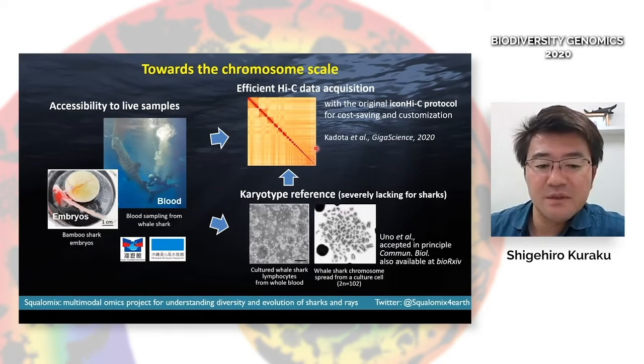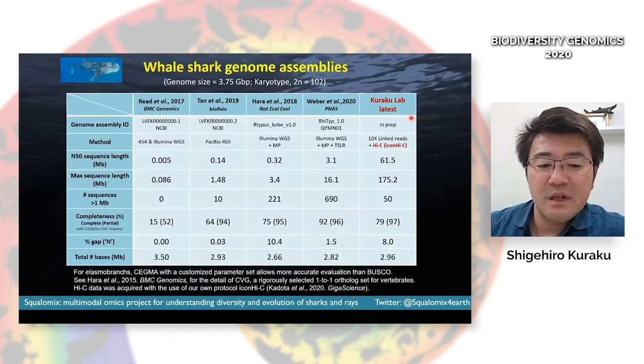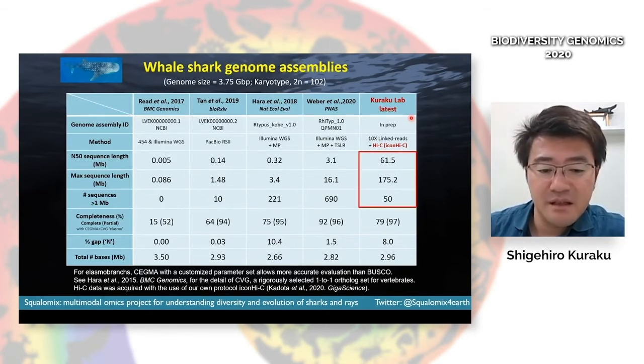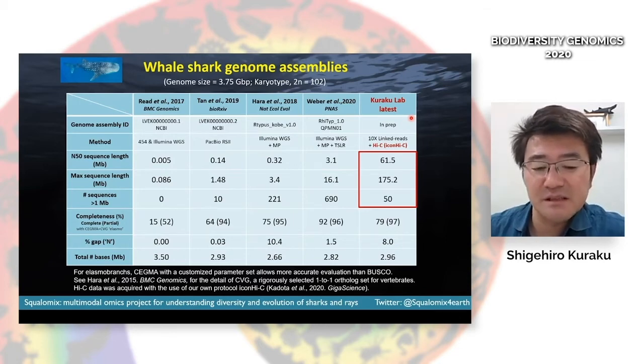By referring to the obtained karyotype, we got chromosome scale scaffolds with the cost-saving Hi-C protocol, ICONIC, which again, we optimized in-house. This is a comparison among whale shark genome assemblies. Our latest assembly here highly resembles the karyotype, and we are further improving this assembly now. Likewise, we are working on several other species employing combinations of sequencing technologies that are suitable to the individual species.